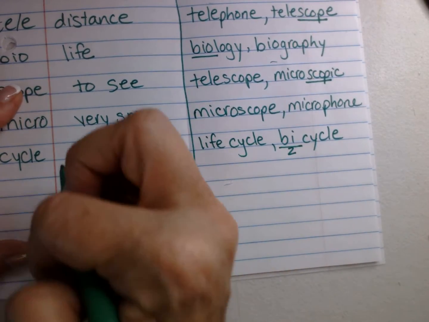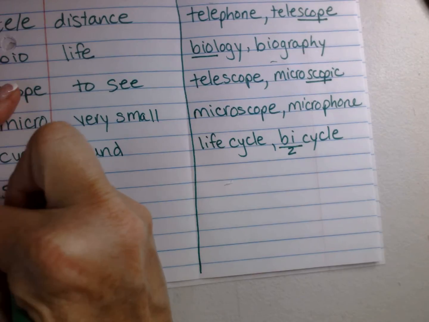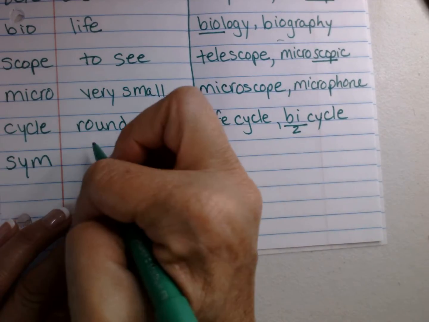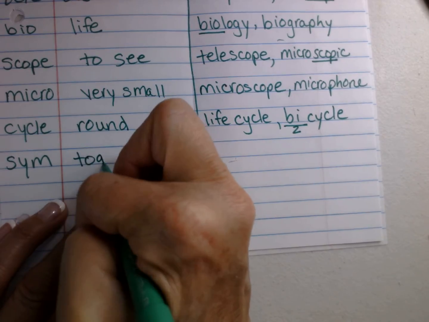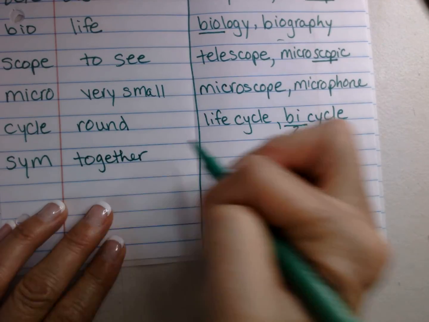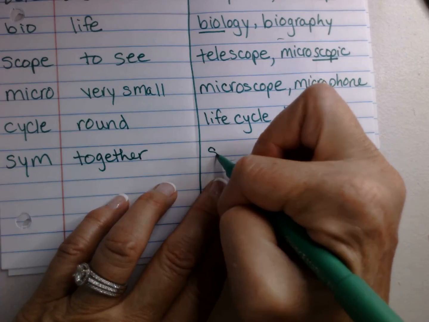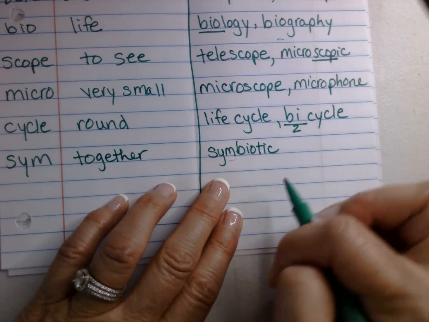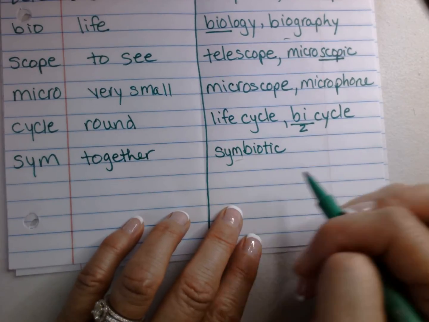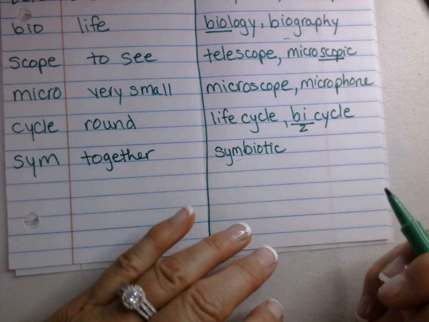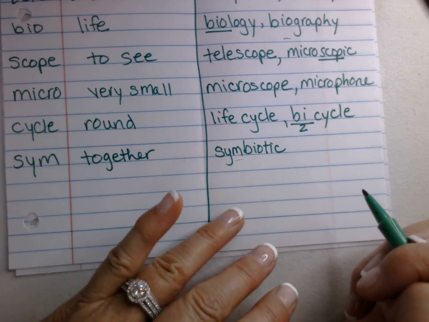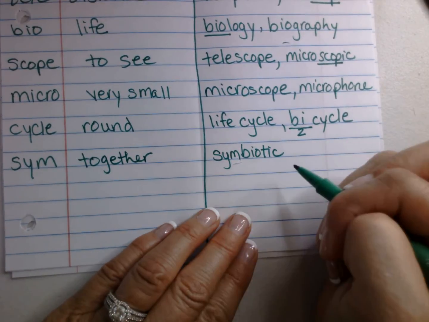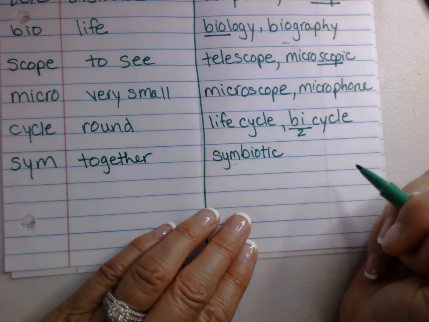We could do, I think we talked about this one today, sim. Sim means together. And we talked about symbiotic, which means that something lives together. They live in harmony together. I think we talked about the Nemo example, Nemo with the sea anemones. They have a symbiotic relationship.